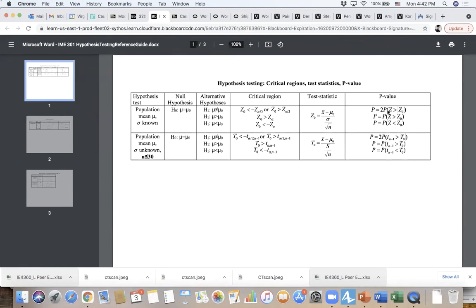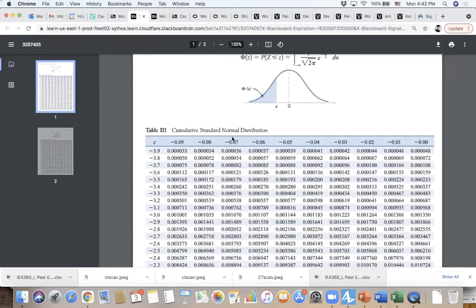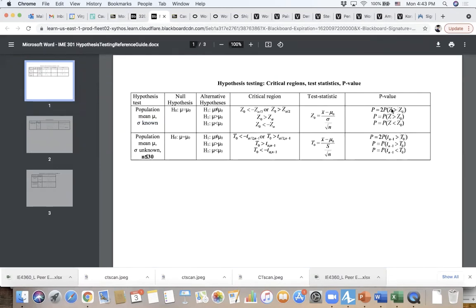So don't get confused about this. This is 2 multiplied by this probability. So find this probability first, however you are going to do it, and then multiply it by 2. This is the probability of z greater than something, and in the table, we always have the probability of z less than something. So come to the table, find the probability of z less than something, and then 1 minus this number gives you the probability that you want, and then multiply it by 2. Does that make sense? Yeah, thank you. Sure.